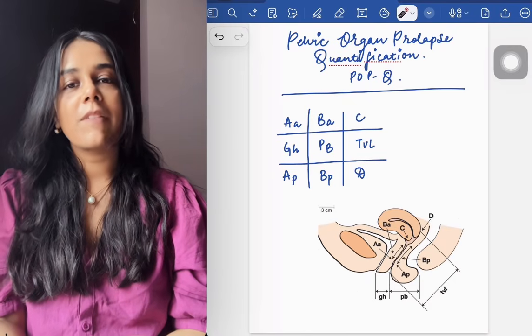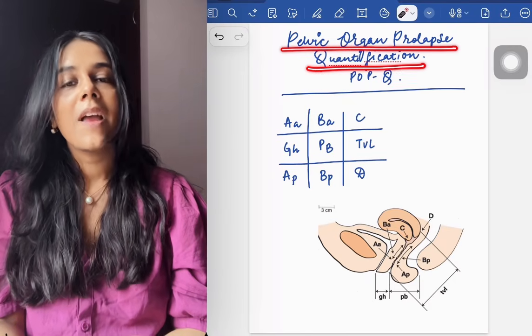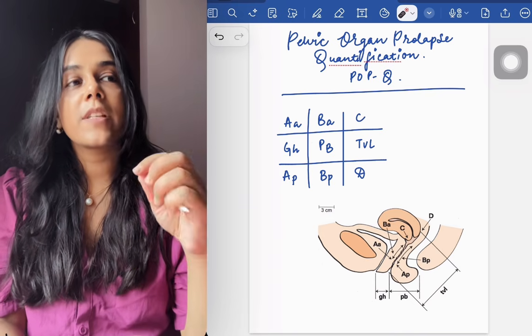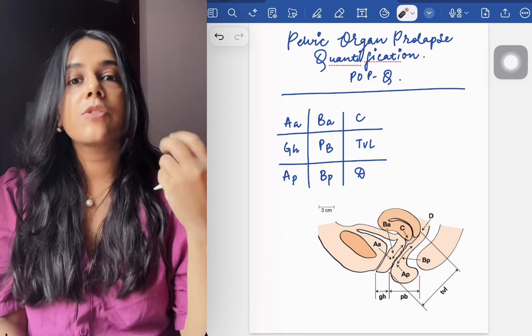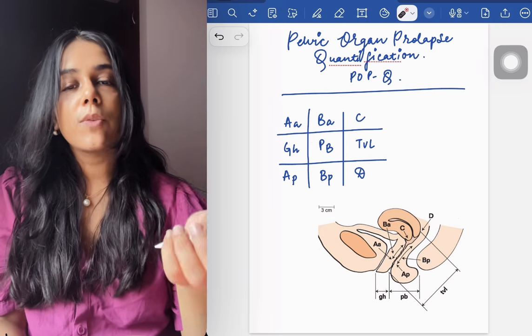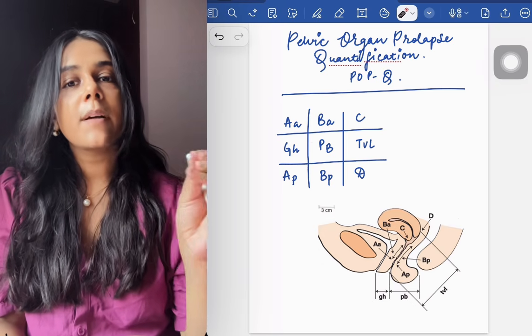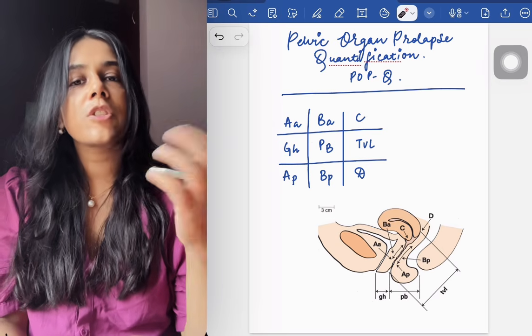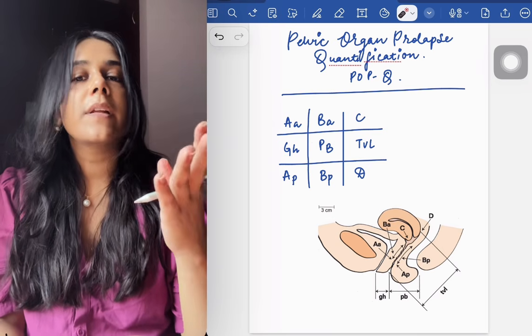Today I'll be discussing the pelvic organ prolapse quantification system. I know it is very tough to study during residency, and even after the ward work when we come home, it is very difficult to concentrate because we are so tired. So the purpose of these videos is to let you understand and complete one topic in just 10 minutes. When you lie down on bed to sleep, you can just watch a 10-minute video and feel like you have completed one topic.